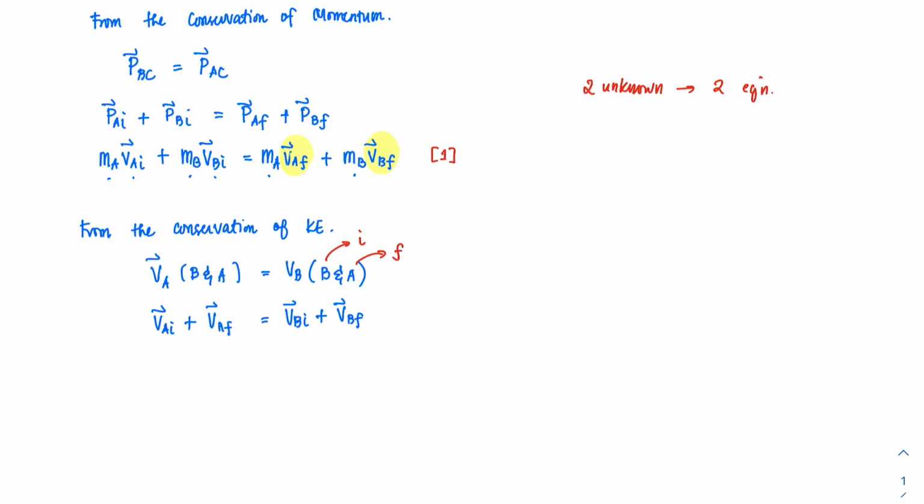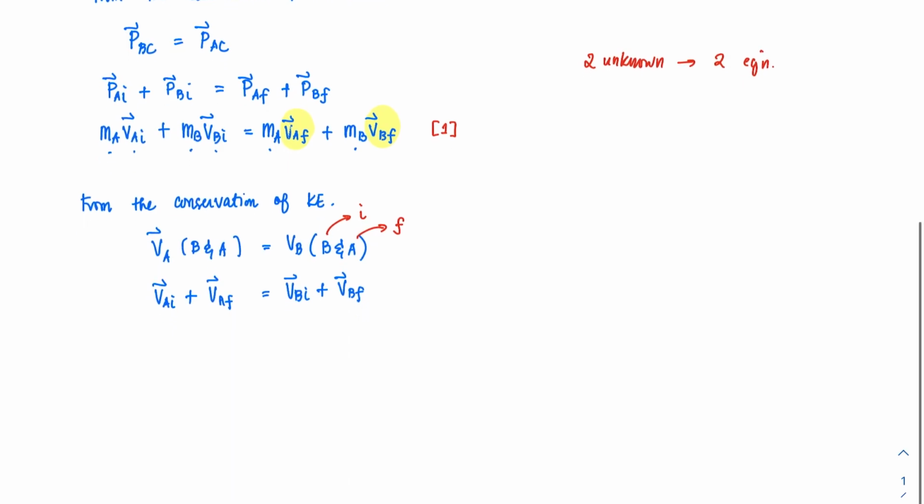Now I want you to take special attention when I said it's not really the same in form with the conservation of momentum, because as you can see here, this is VAI plus VBI. Now in our next equation, it's actually VAI plus VAF. So if you are thinking of patterns, it's slightly deviating or different from the conservation of momentum over here.